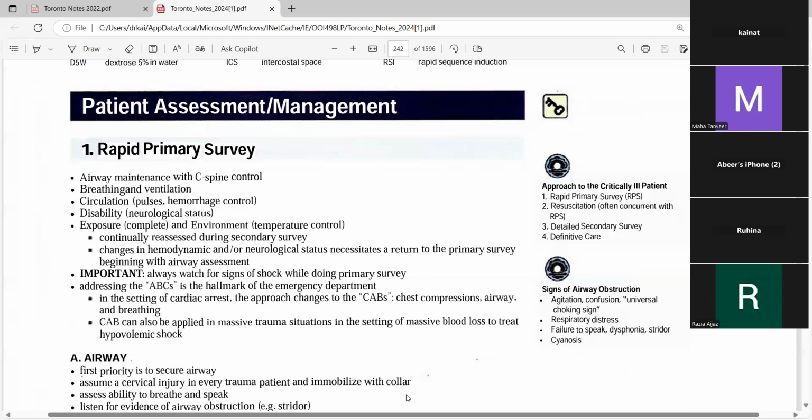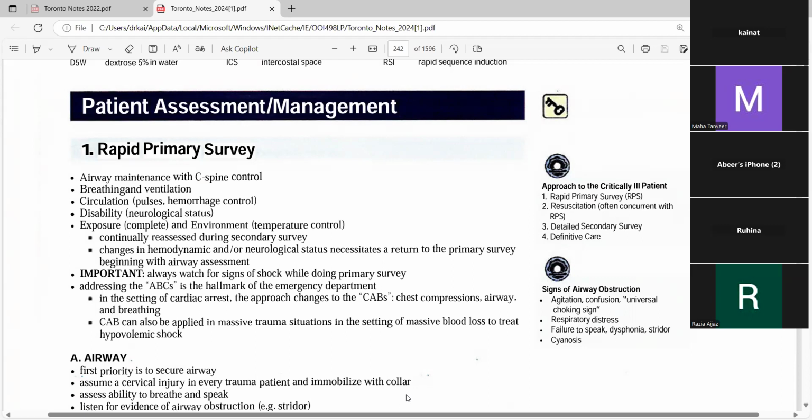Then it is continually reassessed during the secondary survey, changes in hemodynamics. So you have to highlight this whole part. Then changes in hemodynamic or neurological status necessitate a return to the primary survey beginning with the airway maintenance. So if, let's suppose, anything is there, you can go back to the primary survey. Important, always watch for the signs of shock while doing the primary survey. So it's very important. You have to check the vitals. Addressing the ABCs is the hallmark of the emergency department.